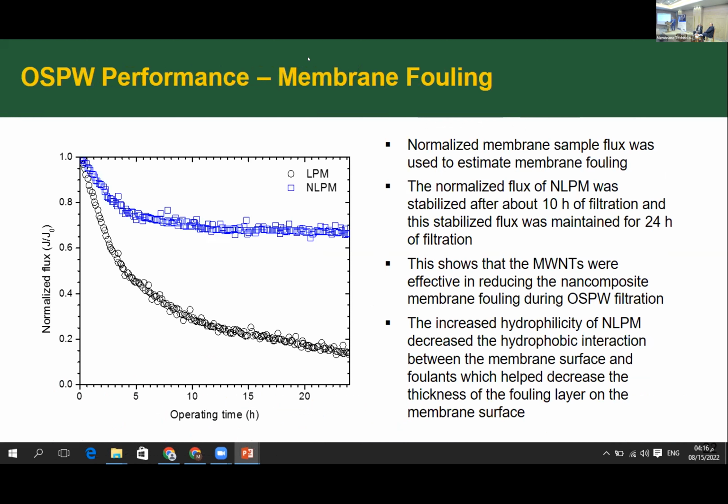And for performance with the OSPW treatment with respect to membrane fouling, you can see here the normalized membrane sample flux reduced to estimate membrane fouling, and the normalized flux basically stabilizes after about 10 hours of filtration. This stabilized flux was maintained for about 24 hours of filtration. This showed that the NWPs were effective in reducing membrane fouling during the OSPW filtration, and the increased hydrophilicity of the NLPM decreased the hydrophobic interaction between the membrane surface and the foulants in the treated water, which helped to decrease the thickness of the fouling layer on the membrane surface.